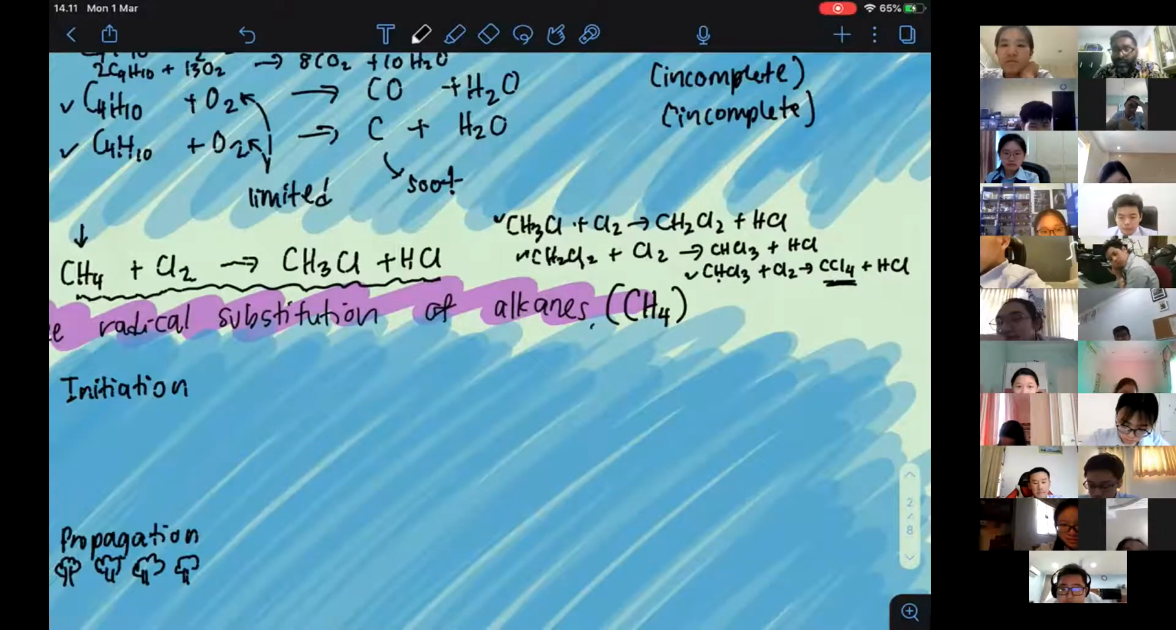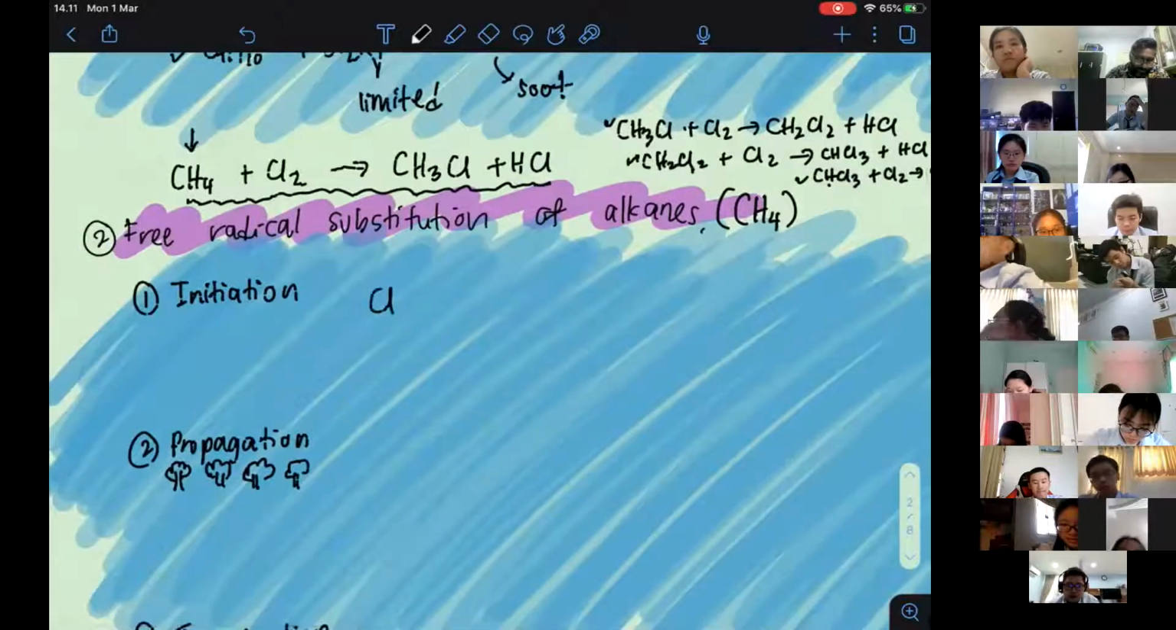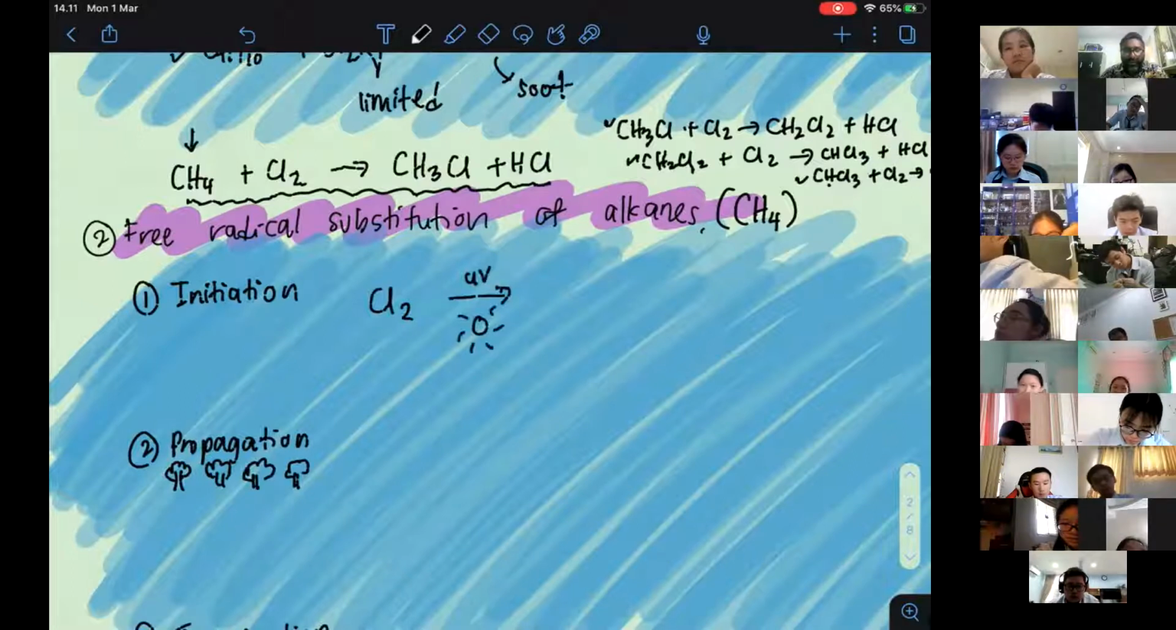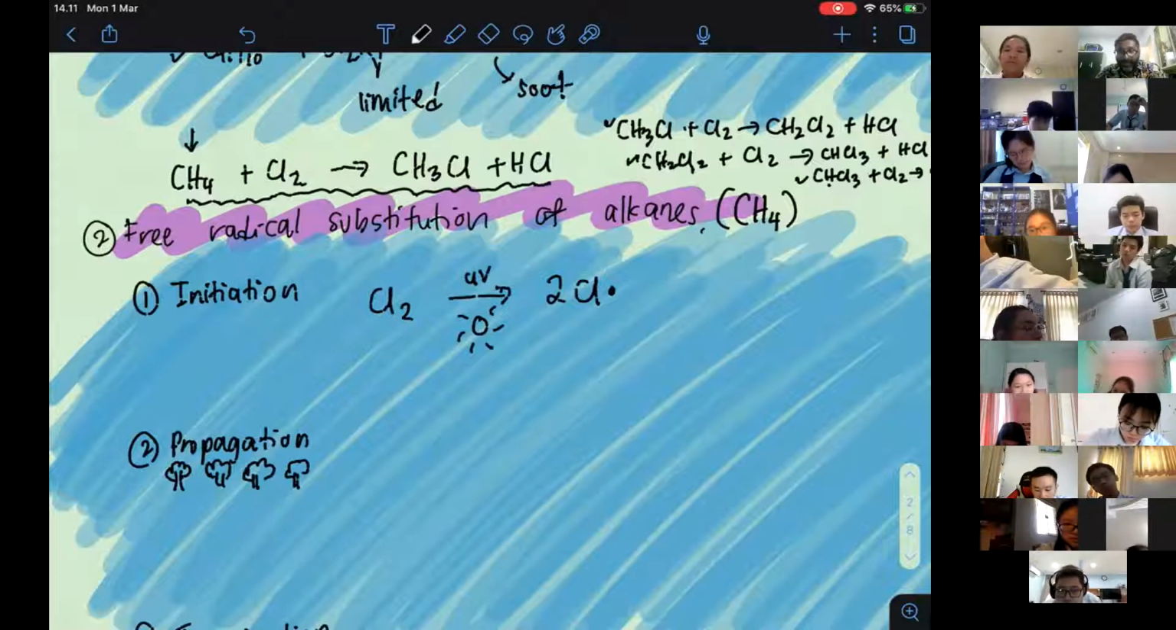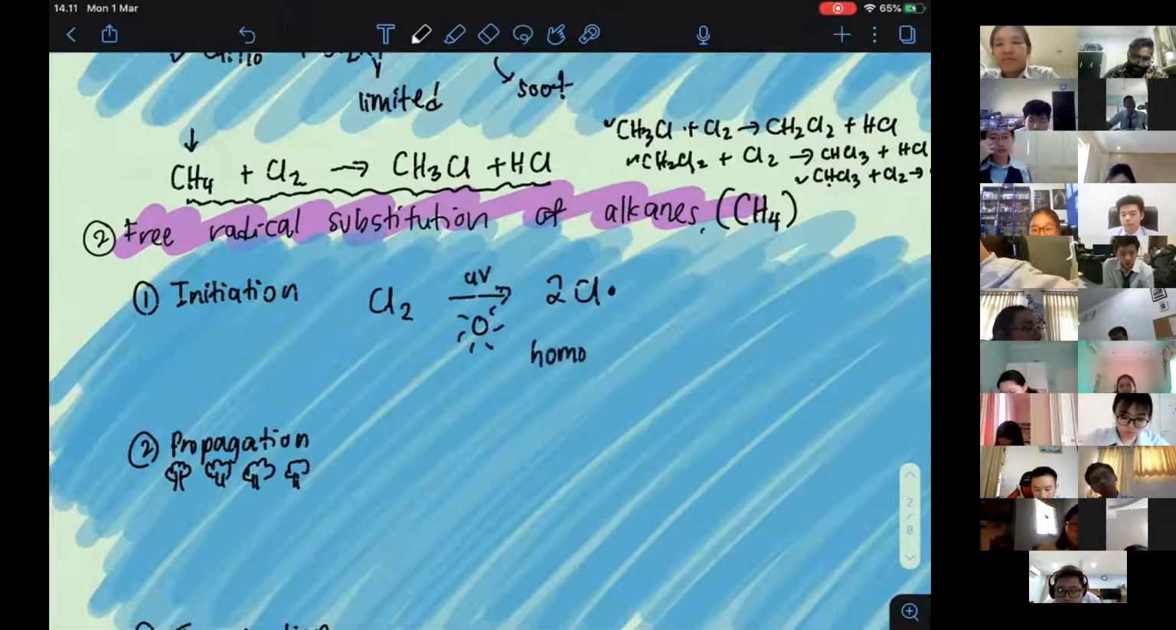Please take note. Homolytic fission will happen first. So the initiation step is Cl2 in the presence of UV light or sunlight, you are going to have homolytic fission to give you 2 Cl dot. This is initiation. You have free radicals first. Without free radicals, the methane is unreactive. They are not going to react. You get the free radicals first. So I'll write down homolytic fission will happen.